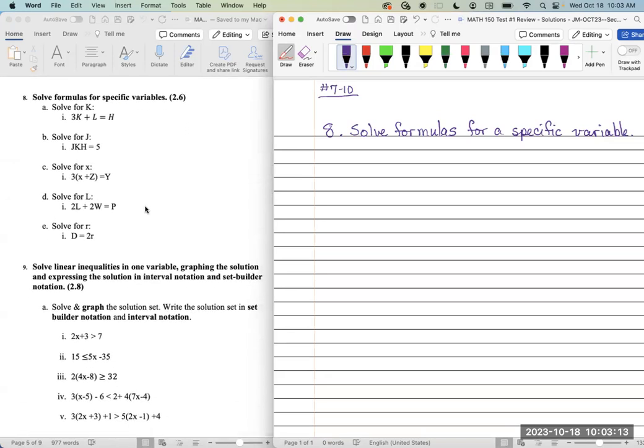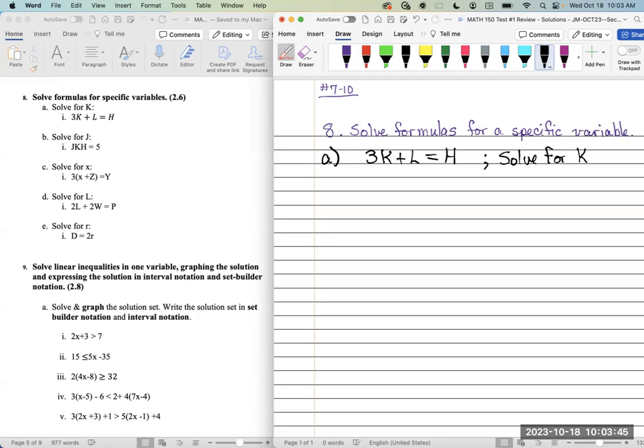Number 8, solve formulas for specific variables. So given an equation, you're to find a certain variable. So 3k plus L is the same thing as H. When we're asked to solve for k, that means tell us what the equation looks like when written in terms of k equals. So the same process for solving equations applies.